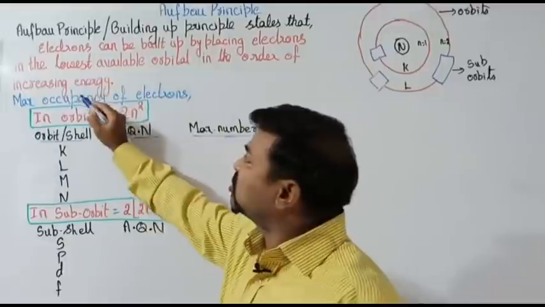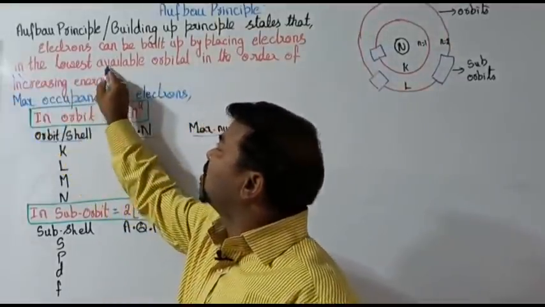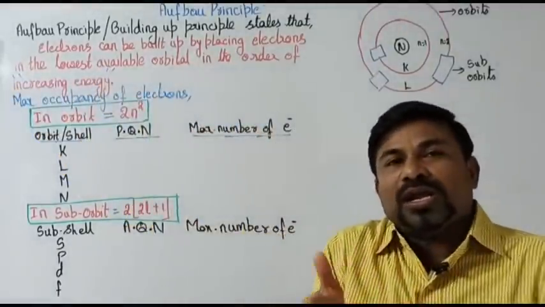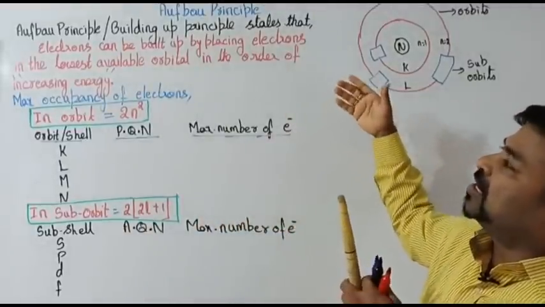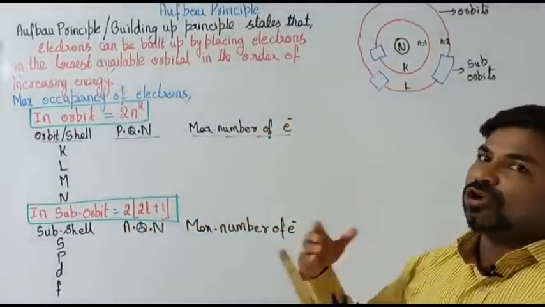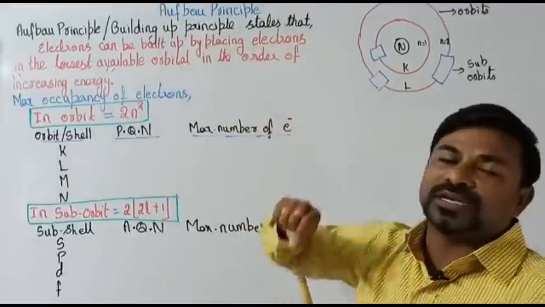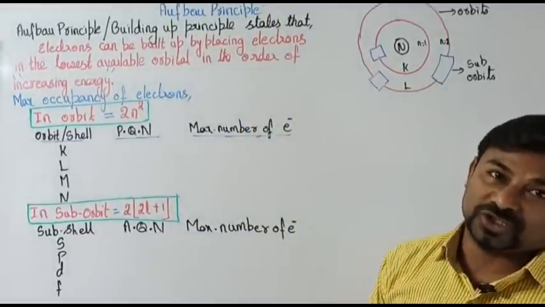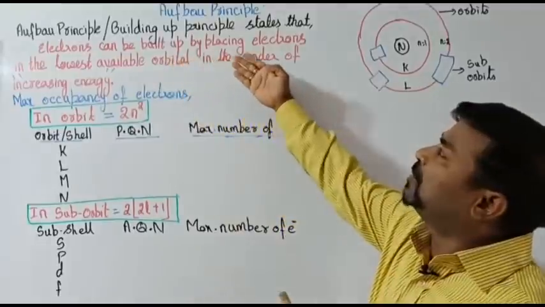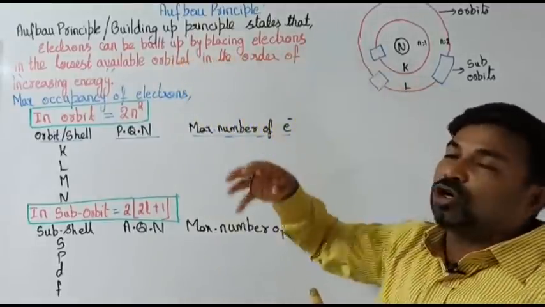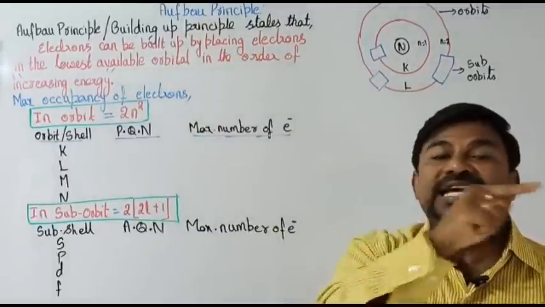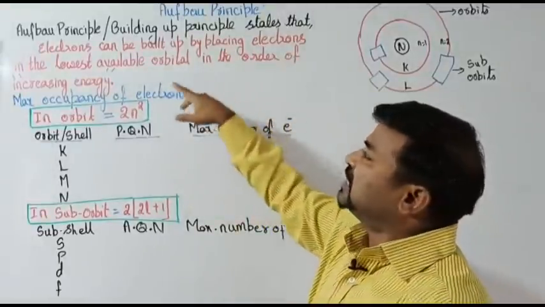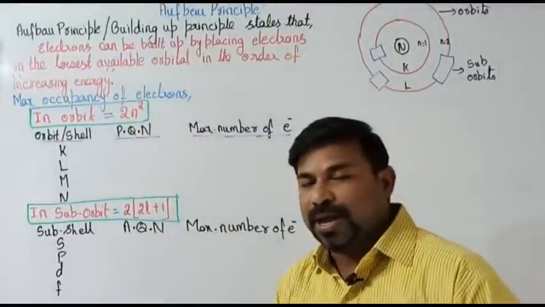This has to be stressed more. This is the point we are making: how the electrons are filled up. The electronic configuration can be built up by placing electrons in the lowest available orbitals in increasing order. That is the principle. Now let's get back to this one.